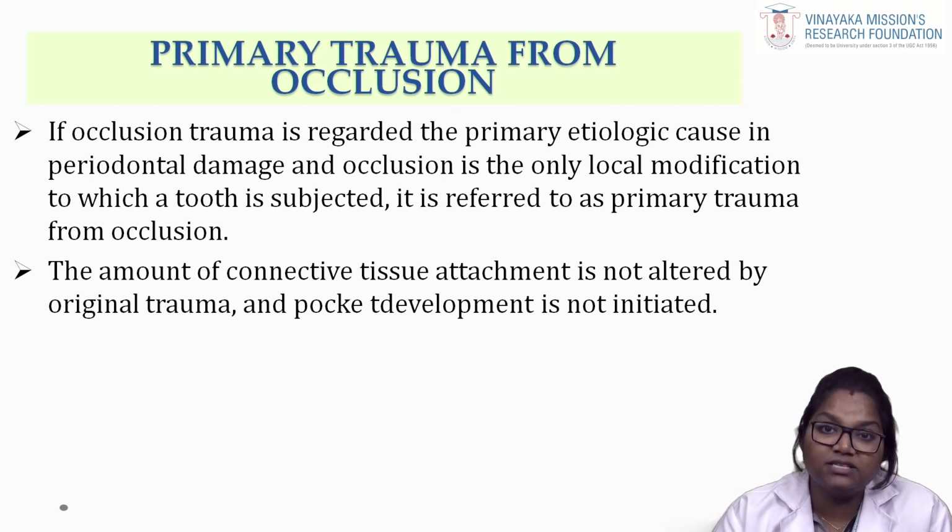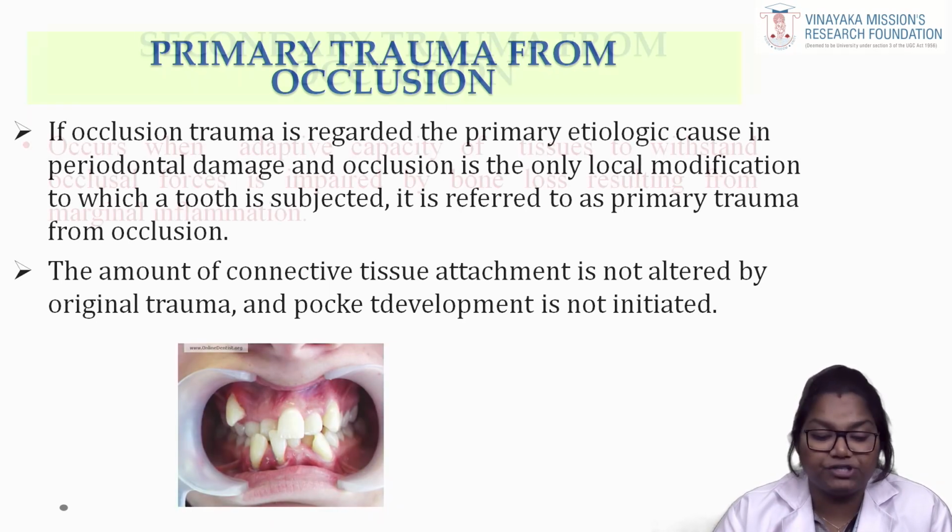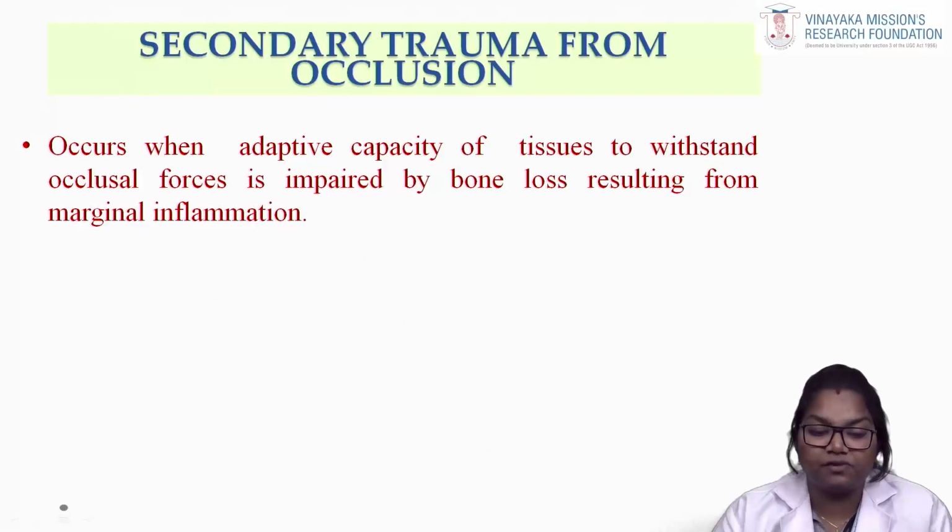So the amount of connective tissue attachment is not altered by this primary trauma. Whenever there is trauma in this, the connective tissue is not going to get any more changed. It's going to remain as it is, so pocket development is not initiated. So in primary trauma from occlusion the connective tissue is not going to be altered and there is no pocket formation. Next is your secondary trauma from occlusion.